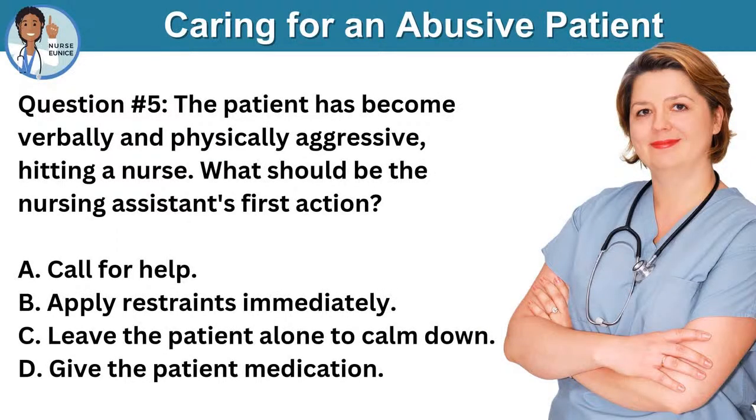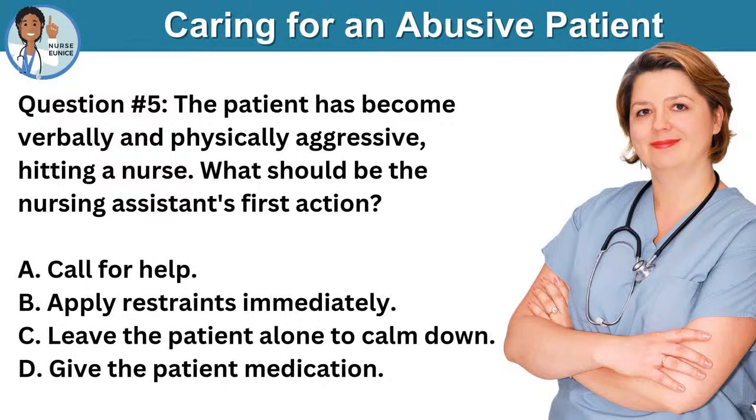Question number 5. We knew that he was going to become aggressive again. The patient becomes verbally and physically aggressive, hitting a nurse. What should be the nursing assistant's first action? A. Call for help. B. Apply restraints immediately. C. Leave the patient alone to calm down. D. Give the patient medication.